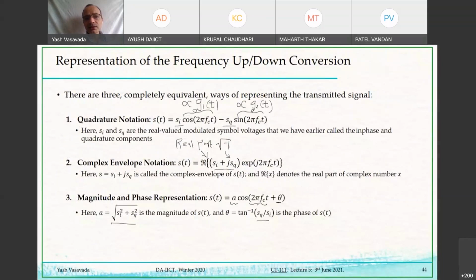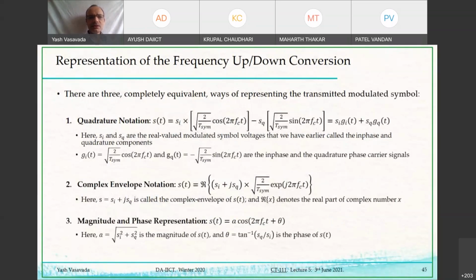And with that, we saw last time that there are three different notations of the modulated signal, and specifically the frequency up conversion and down conversion that we can utilize. And so I elaborated upon this slide a little bit more. So let us directly go to that detailed version of the slide, which is what I have written over here.